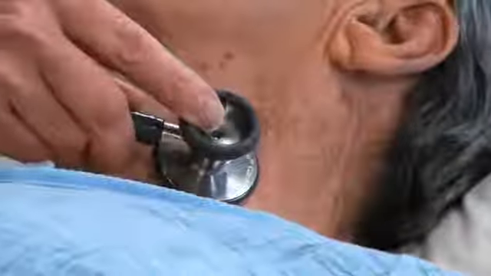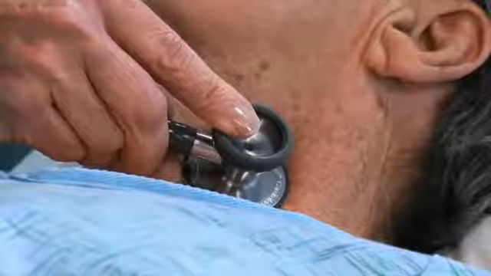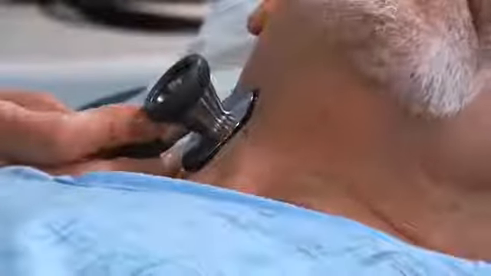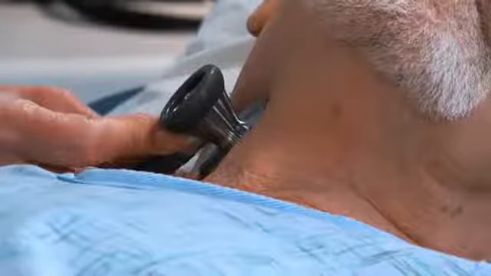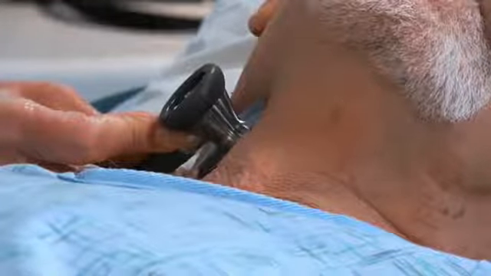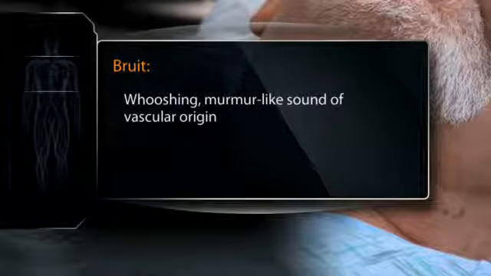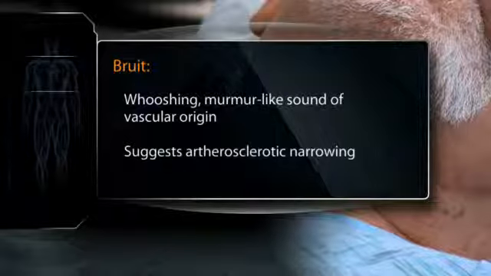Okay, just turn your head a little bit and hold your breath. After palpating the carotid arteries, listen carefully over both arteries with the diaphragm of your stethoscope. Some examiners use the bell. Ask the patient to hold breathing for a moment so that breath sounds do not obscure the sound of turbulent flow. Breathe. Listen for a bruit, which is a whooshing murmur-like sound, often from atherosclerotic narrowing of the carotid artery.